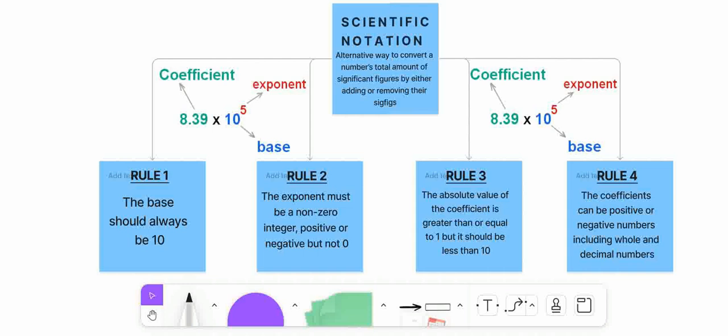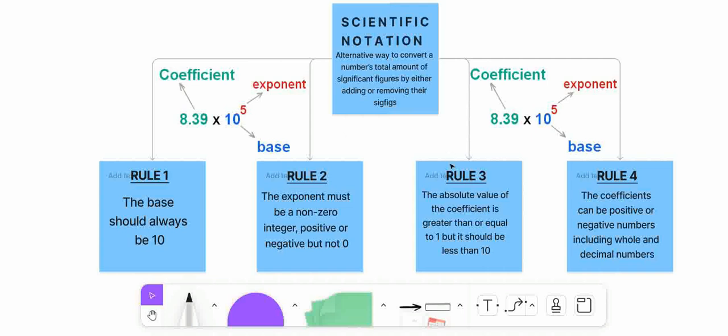The first rule says that the base should always be 10, and the base is this number over here, the 10 in blue. So that number is always 10, no matter what. The second rule says that the exponent must be a non-zero integer, positive or negative, but not 0. So this number over here in red should always be either negative or positive, 1, 2, 3, 5, negative 5, negative 2, but not the number 0.